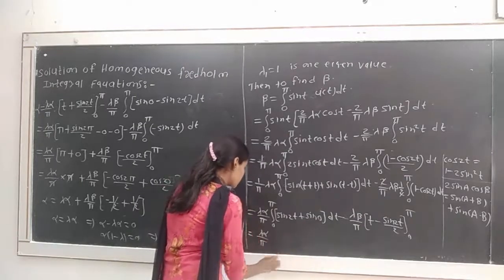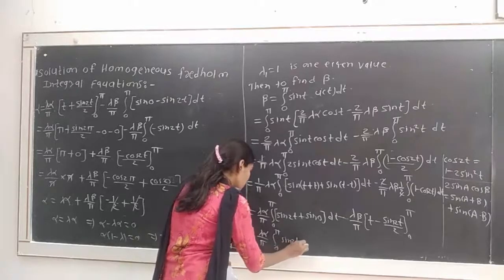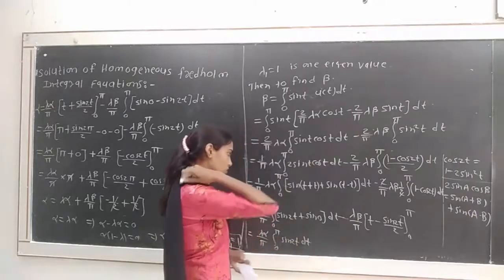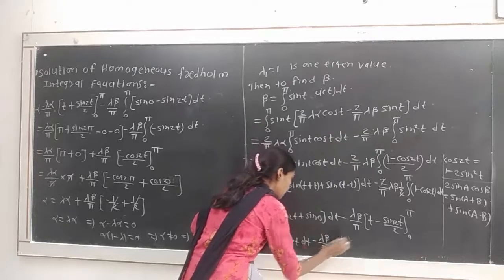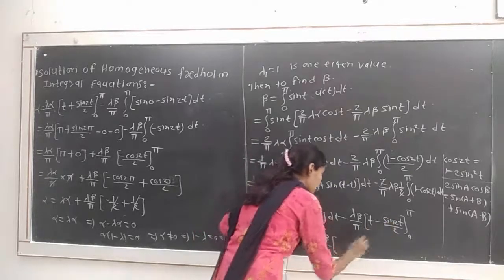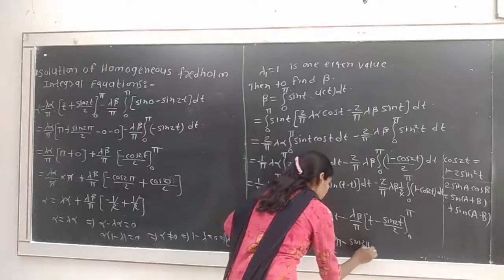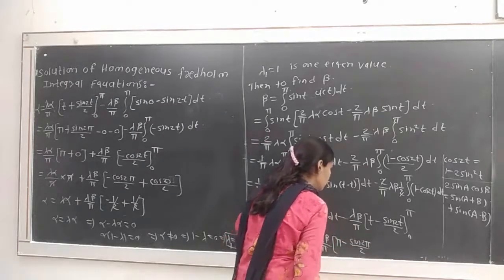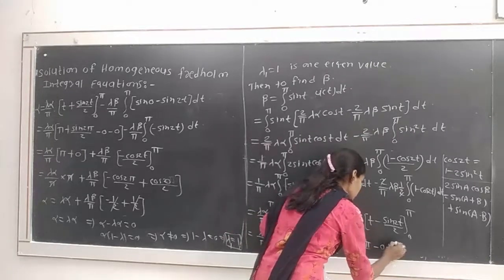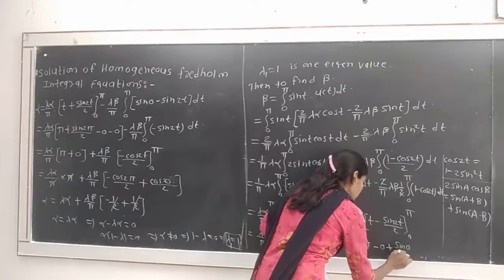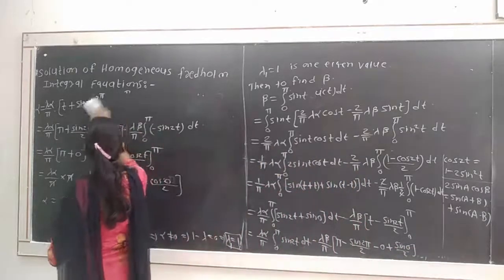So this term sine 0 will be 0. We get the integral from 0 to pi of sine 2t dt. Then minus lambda beta divided by pi. By putting limits here, we get pi minus sine 2 pi divided by 2. Then minus 0 plus sine 0 divided by 2. Then we solve this.